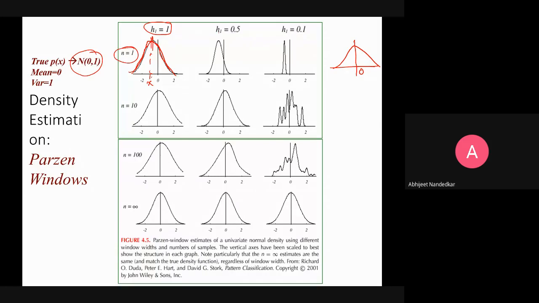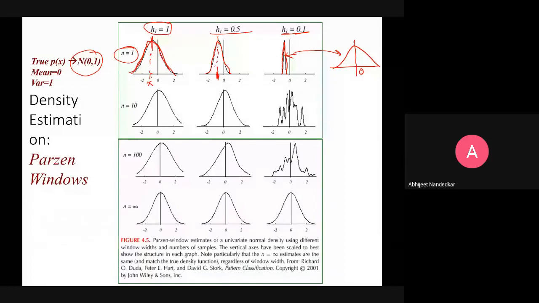Now suppose I shrink this window, you can see that this lobe is squeezed, and again it is more concentrated at this point. Now if I again squeeze it, it will be just around that particular one sample. So this estimation is far away from the actual distribution. Since I am using only one sample, the estimation is not that correct.